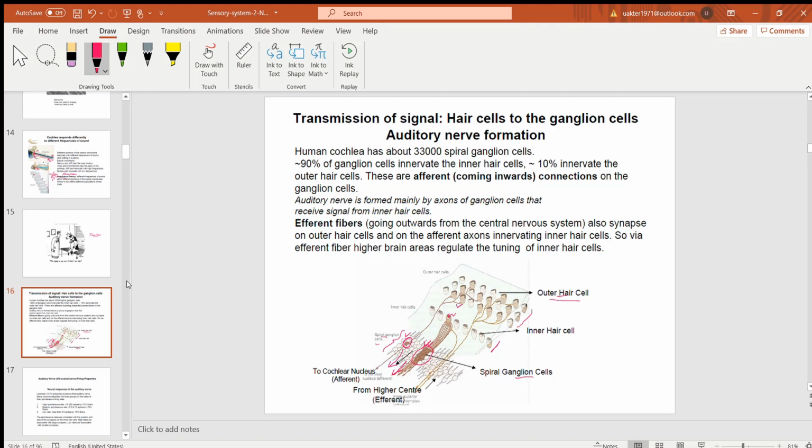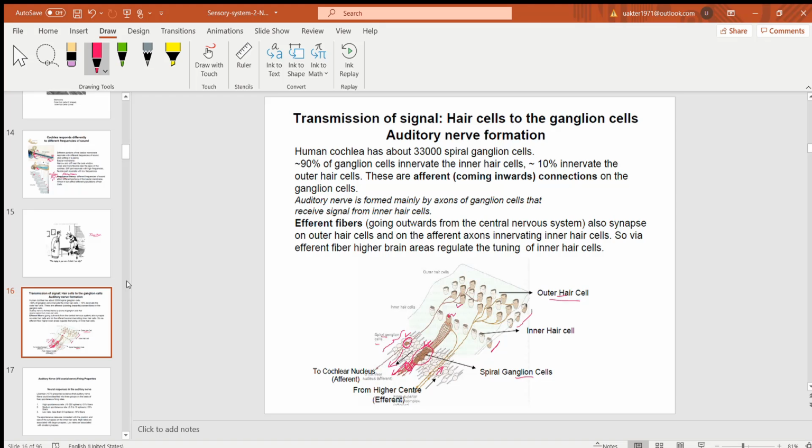nucleus, and the bundle of the axons of these ganglion cells form the cochlear nerve. Okay, so the axons are the cochlear nerve fibers, which is a part of cranial nerve number 8, auditory nerve, and so these fibers form the cochlear nerve and take the signal towards the brain. However, this is something you see here.